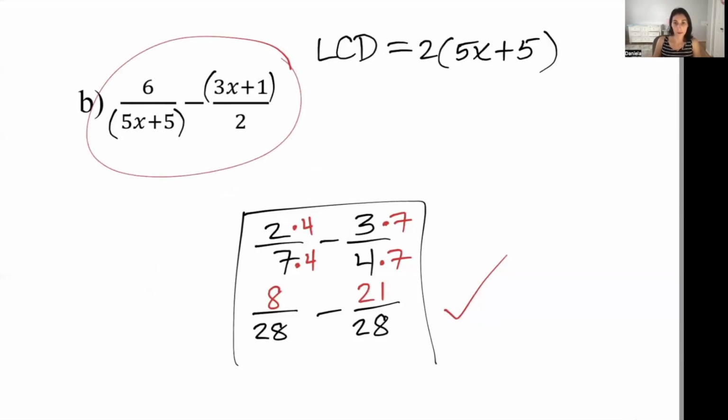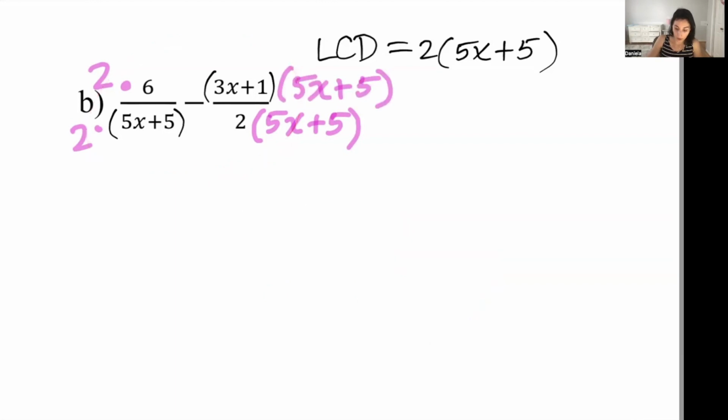So the same idea, right? So you're going to multiply by the other denominator. This one I'm going to multiply times 2, and this one I'm going to have to multiply 5x plus 5, okay? Now we're going to do PEMDAS, right? So we have to first multiply, and then we subtract last. So in the first fraction, we have 2 times 6, which is 12. The bottom, we have 2 times the quantity of 5x plus 5.